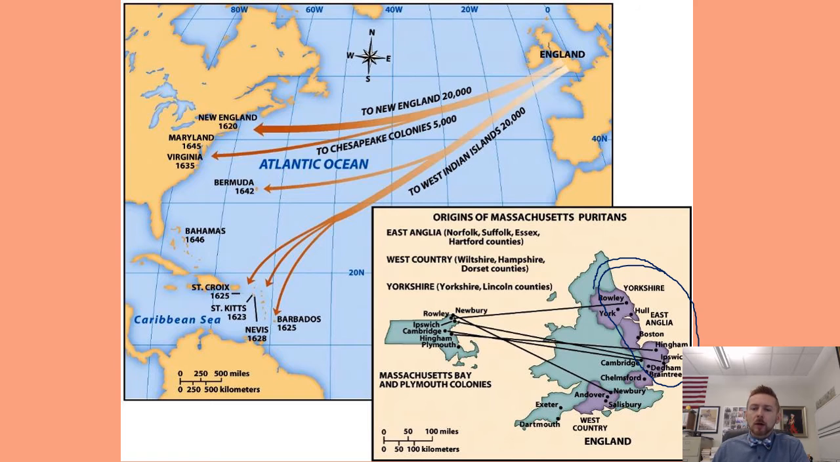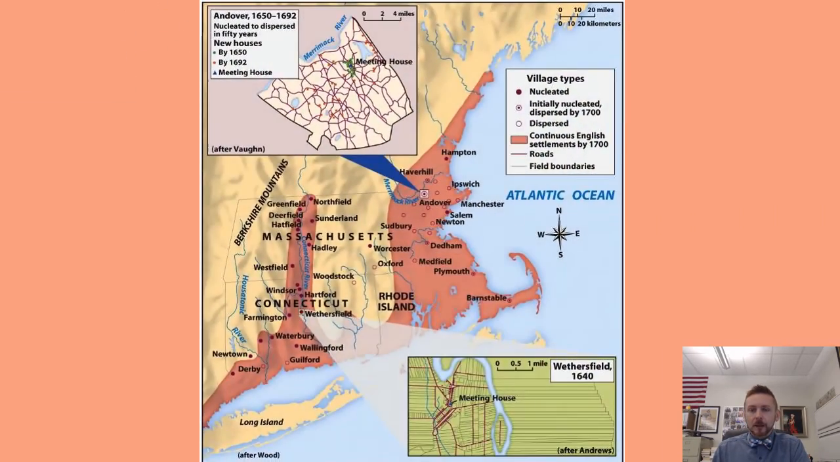Those people will come to Massachusetts, and you can see their influence because they just simply name all the places in Massachusetts after the places they left in England. So we'll end up with Ipswich and a Manchester and a Salem and a Newton and a Dedham and Plymouth and all these other places here.